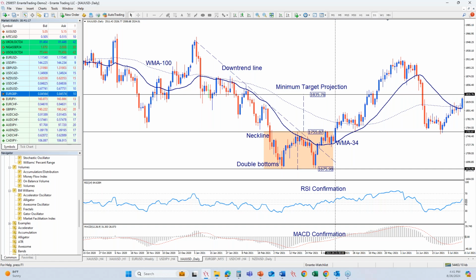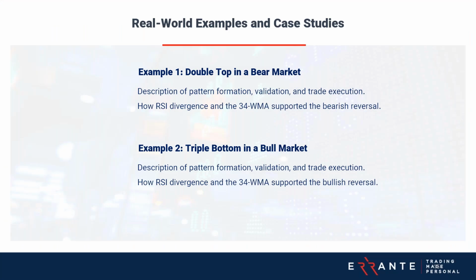So this daily chart of gold illustrates a classic double bottom pattern with clear formation, confirmation, and target projection. And this example effectively demonstrates how we can utilize and trade technical analysis and chart patterns like the double bottom and, let's say, the double top alongside indicators such as RSI and MACD to identify and capitalize on market reversals.